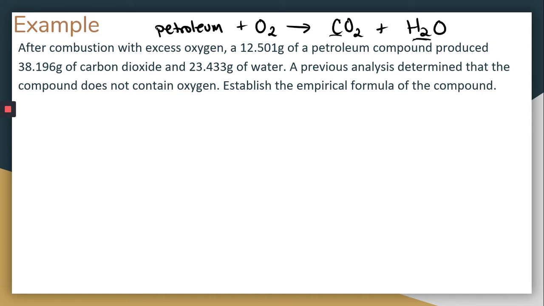So if I know how much carbon is in this carbon dioxide, then I know how much carbon was in the petroleum. If I know how much hydrogen is in this amount of water, then I know how much hydrogen was in the petroleum. So you don't have to have a balanced reaction, you just need to understand that that's where all of this is coming from. So when we say we have, sorry, I need to find my mouse, 38.196 grams of carbon dioxide, I'm going to find out how many moles of carbon are there, because that would equal the moles of carbon in the petroleum.